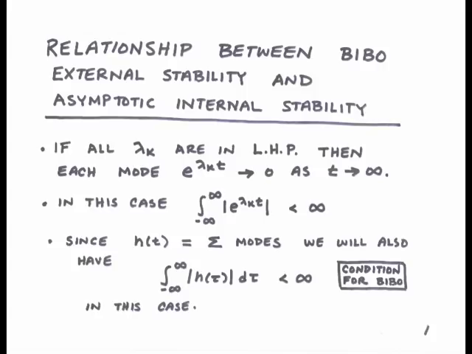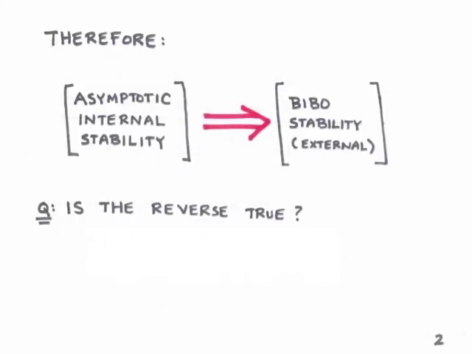So you see, if we have asymptotic stability, we will also have BIBO stability. This is quite significant, and you should be sure to remember it. Asymptotic internal stability implies BIBO stability. But is the reverse true? Will BIBO stability imply asymptotic stability? The answer is usually, but not always. So we can't count on BIBO stability implying asymptotic stability. The relationship does not go both ways.